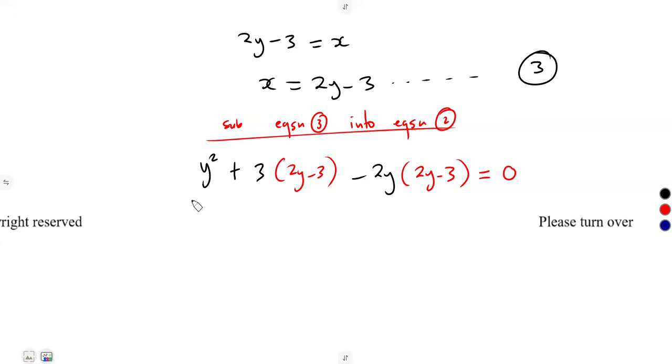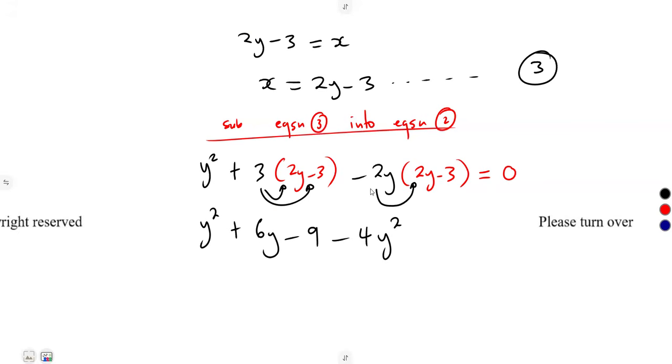We want to solve for y in this case, so we can simply expand brackets. That's y squared plus 3 times 2, that's going to be 6y here. 3 times this, negative 9. Negative 2 and 2, that's going to be negative 4y squared. Negative 2 and negative 3, that's a positive 6y, which is equal to 0.